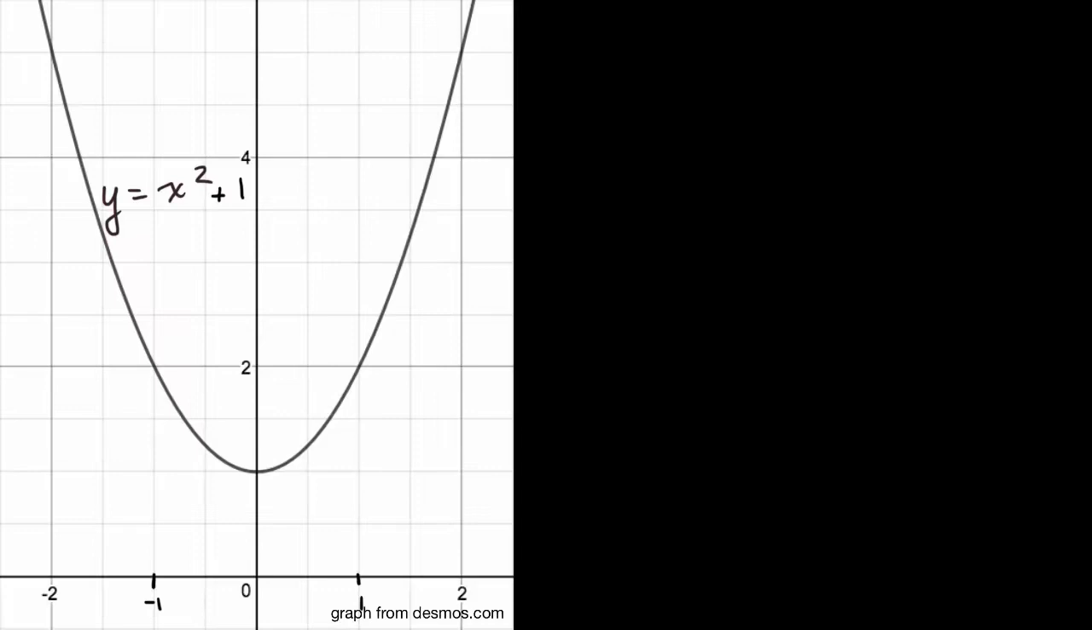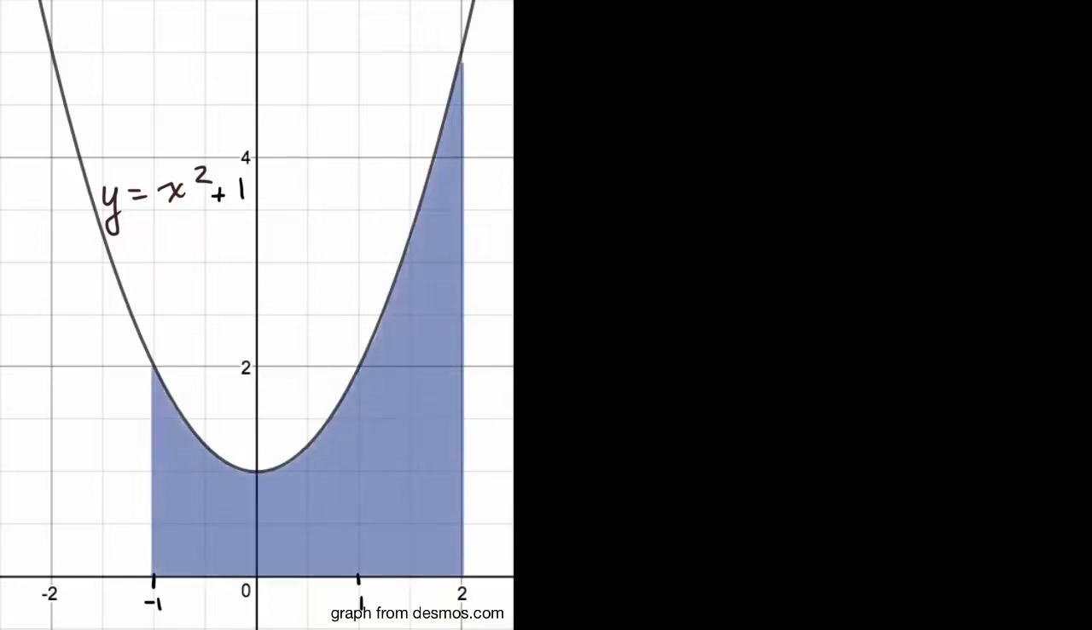What we want to do in this video is get an understanding of how we can approximate the area under a curve. And for the sake of an example, we'll use the curve y is equal to x squared plus 1. And let's think about the area under this curve above the x-axis from x equals -1 to x equals 2. So that would be this area right over here.